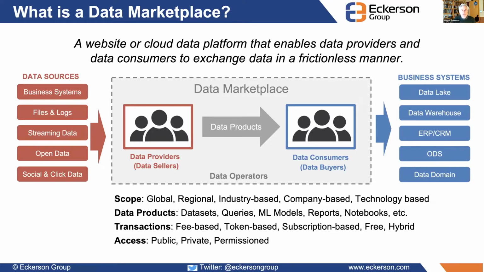From an access perspective, the marketplace could be public, open to anyone. It could be private, for just members of an industry, a consortium, or even employees of a company or their suppliers. Or it could be permissioned. In other words, it could be either public or private, but still to access specific products or even see specific products, the data provider has to grant you specific permission. So a lot of marketplaces provide whitelisting and blacklisting services to control access to their products.